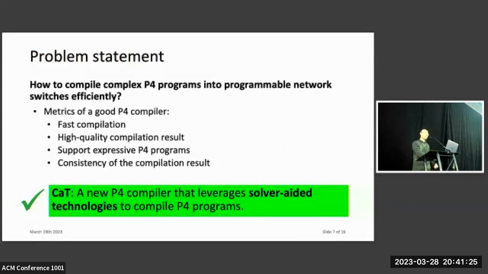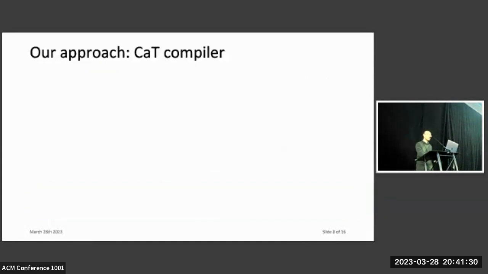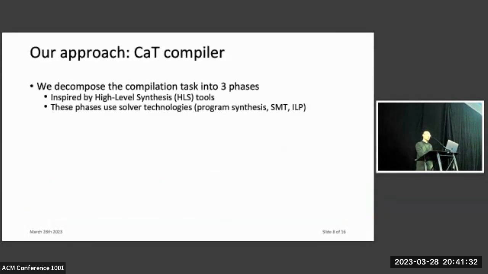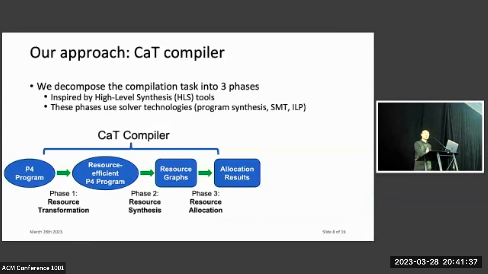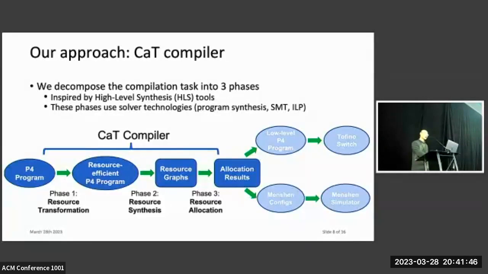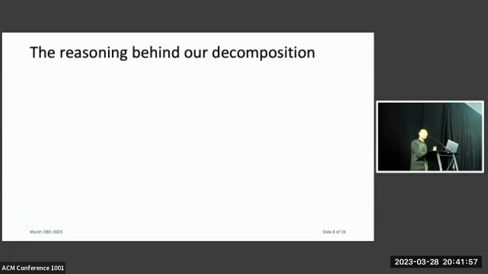This is a new P4 compiler that leverages solver-aided technologies to compile P4 programs. In general, CaT leverages the high-level synthesis idea to decompose compilation into three phases. The first phase is resource transformation, the second is resource synthesis, and the third is resource allocation. We also make our compiler retargetable. In our experiment, we retarget to the Tofino switch and a cycle-accurate simulator, depending on the hardware architecture and the ALU's functionality. So why do we need this decomposition?